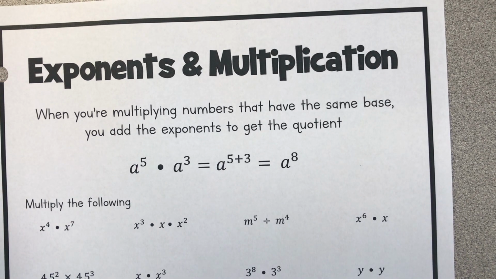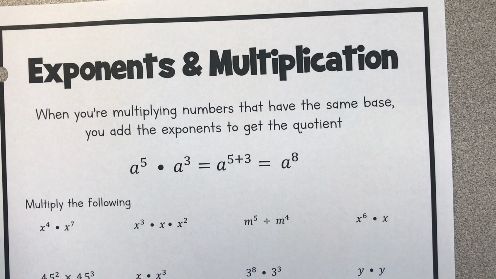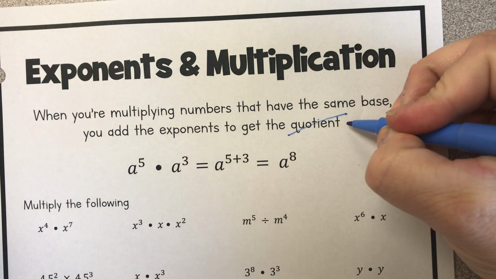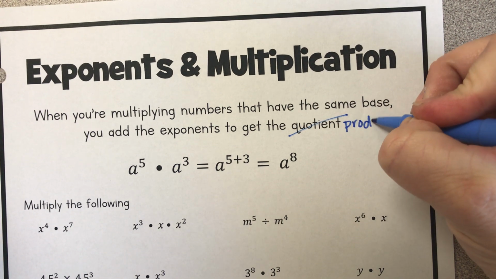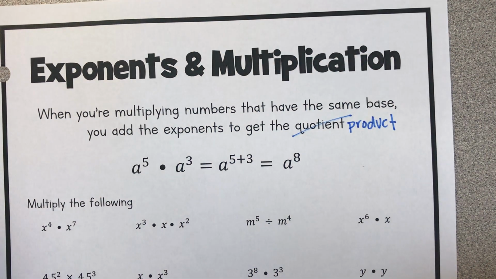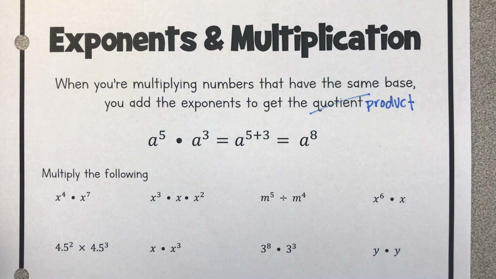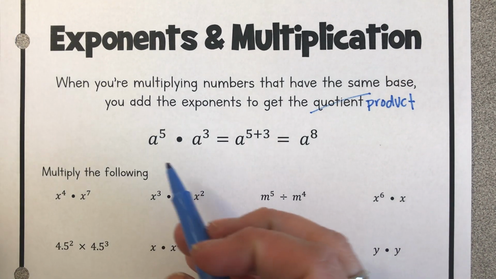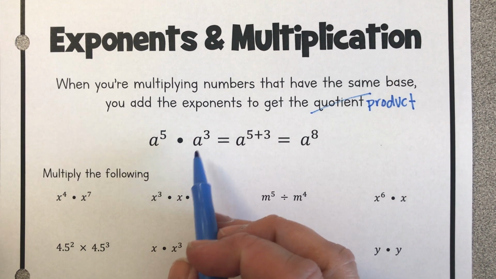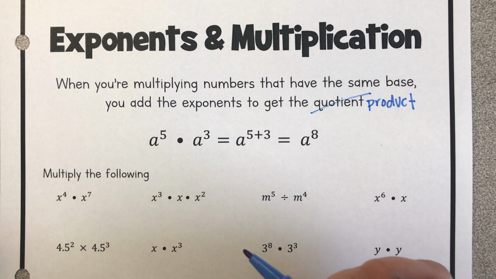So today we're going to talk about what happens when you're multiplying numbers that have the same base, and it's actually pretty simple. All you're going to do is add the exponents. On your notes it's a typo, it should say product, not quotient. Product is the answer to a multiplication question. So when you're multiplying numbers that have the same base, the base here being a, all we have to do is add the exponents, and here's why.